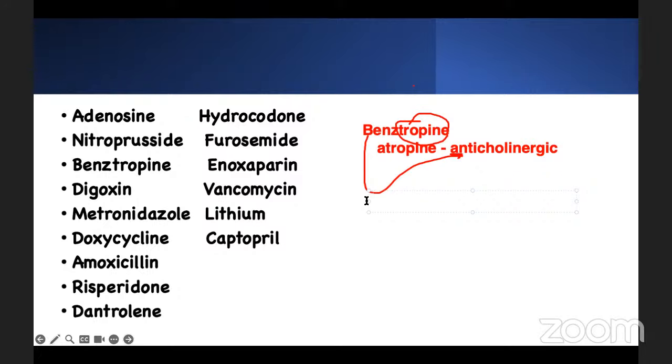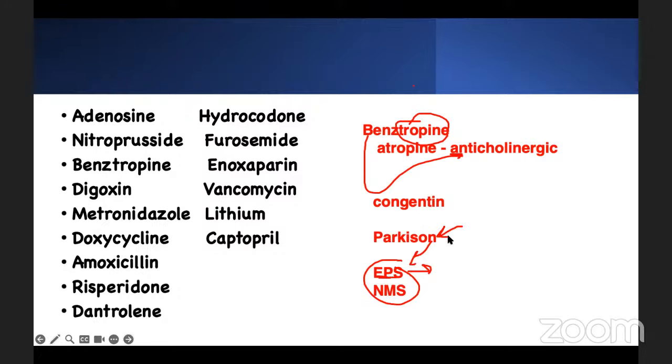What are the common things you're supposed to know? Another name is Cogentin. It's used in Parkinson's, right? You can use it in Parkinson's patients without any problem. But why do you use it in Parkinson's? Because of EPS side effects. You can use it especially in EPS, extrapyramidal side effects from antipsychotics. So you can use Benztropine to take care of the extrapyramidal side effects, and also use it in Parkinson's patients.